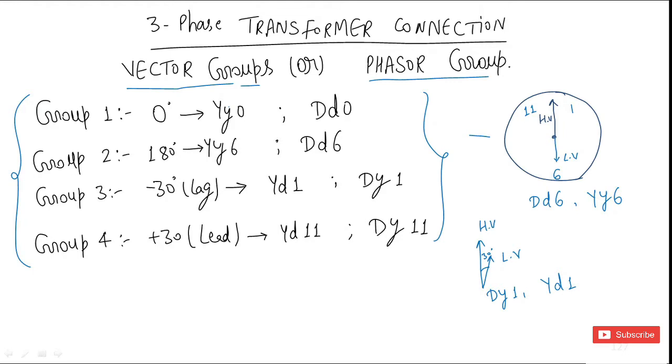Group 1 is 0 degree. In 0 degree, there will be no phase difference between the high voltage winding and the low voltage winding. If the high voltage winding is here, the low voltage winding is also in the same phase. So this is 0 degree. And DD0 means this is also the same, but the connection is different. Let me tell you the meaning of this.